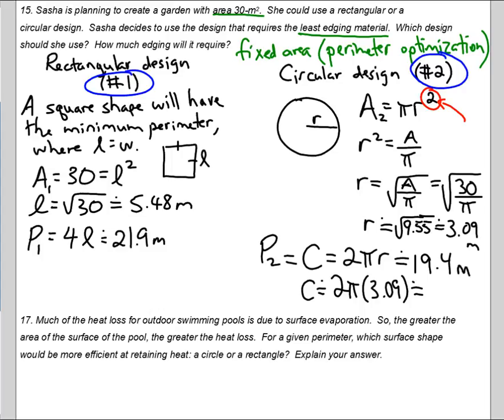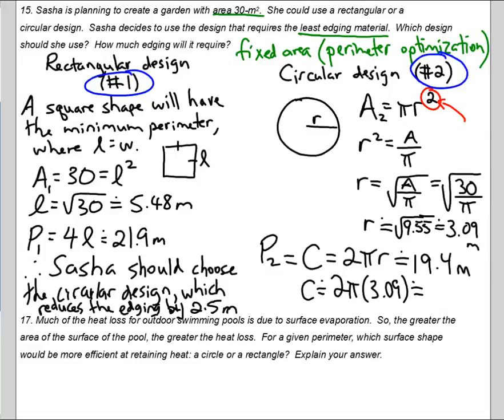Well, that's obviously less than 21.9. So I just make a concluding statement that Sasha should choose the circular design. Okay, and I just included a little bit of extra information, which is that the circular design is 2.5 meters less of perimeter. So that would be good. You would save yourself some building material.